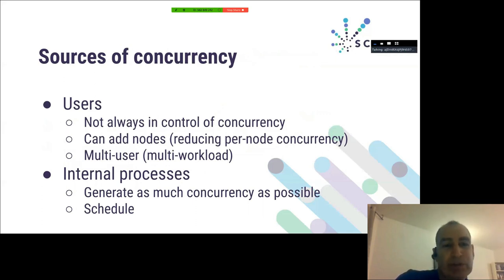So what are the sources of concurrency? The first source is users. They are clicking on their web pages and generating traffic, but you're not always in control. If it's a web application, then the source of concurrency is something that is a given. It's not something that we can change. We can add nodes as the operators of the database, and this reduces the per node concurrency. So you divide the same overall concurrency on a larger number of nodes, but this is something that you might want to avoid. And we also have the case that we have multiple workloads.